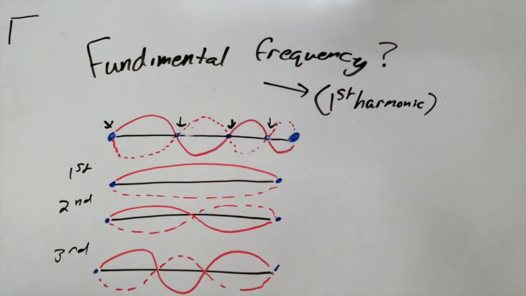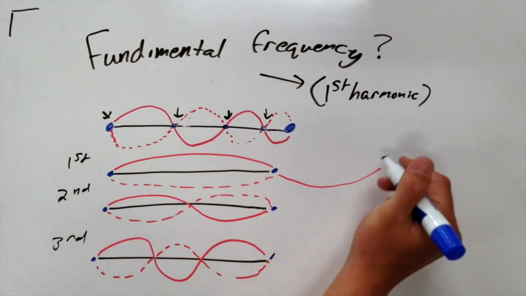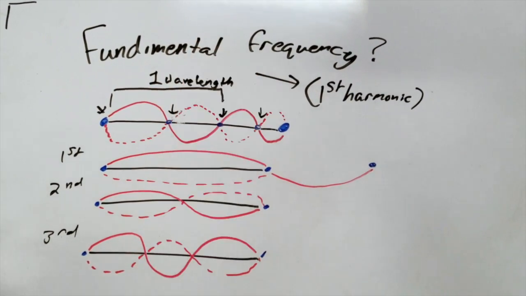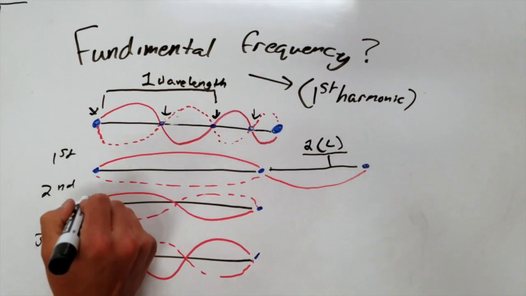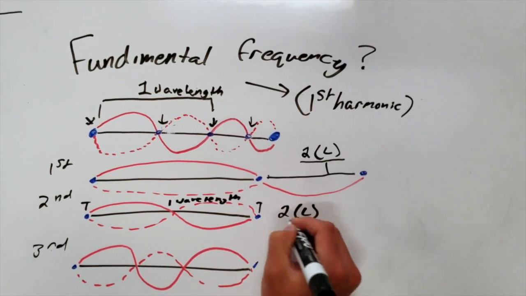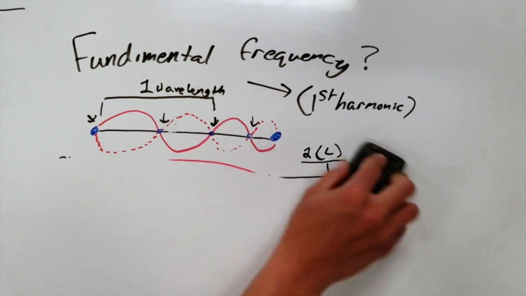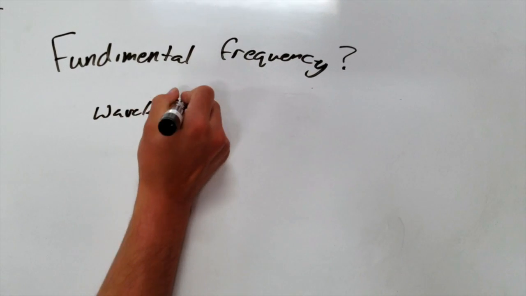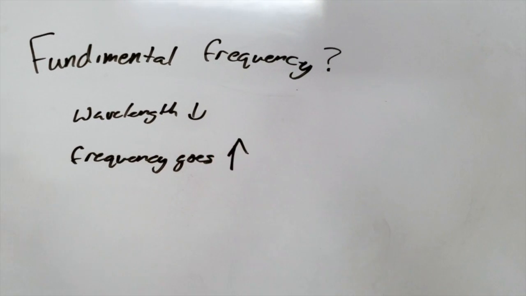The first, second, and third harmonics will look as such. Now we can look at these full wavelengths as a crest and a trough, where the correlation between the wavelength and the number of harmonics is 2 times the length of the string divided by the number that corresponds to the harmonics. We're able to find a correlation between our wavelength and frequency. As the wavelength goes down, our frequency will go up.